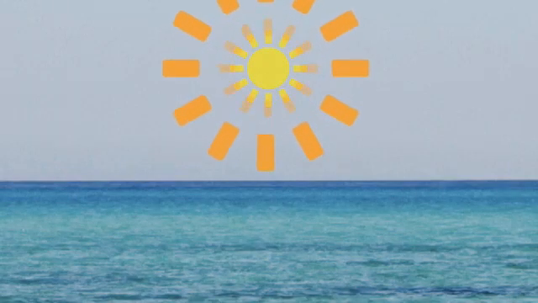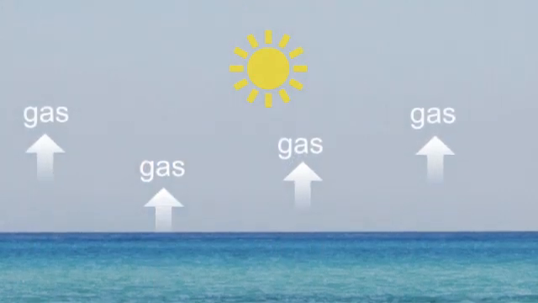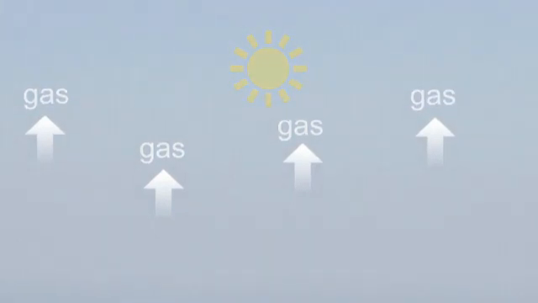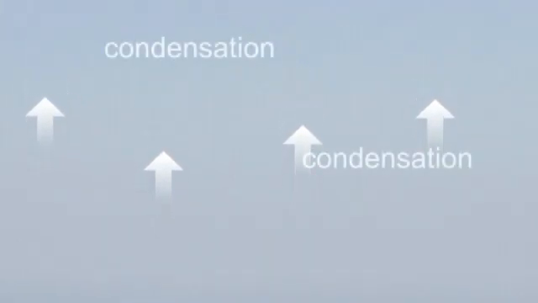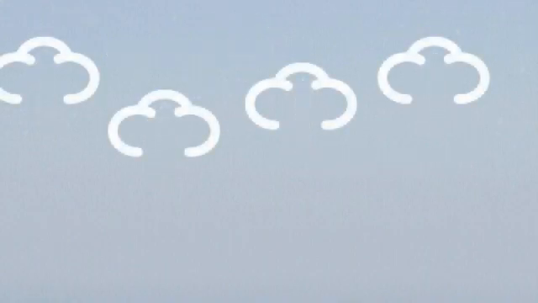So the water from our lochs and rivers and oceans is heated up by the sun and it evaporates into a gas. It's carried up high into the air where it condenses because it cools down and hangs as billions and billions of tiny droplets of water in the air. And we see these as clouds.